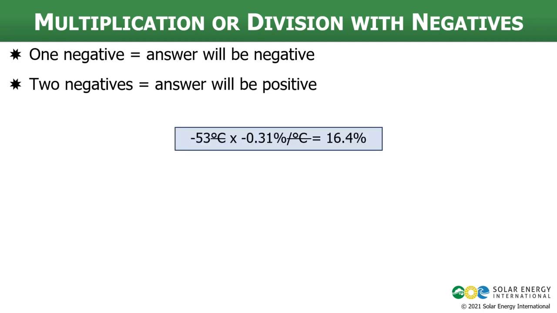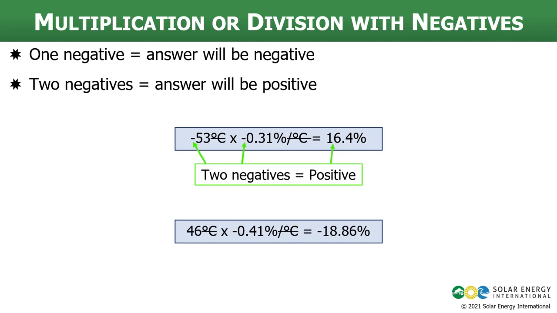Here's an example. In this case, we have negative 53 degrees Celsius times negative 0.31% per degree C. So those two negatives together cancel each other out. We're going to get a positive 16.4%. And we'll see this more as we do our voltage calculations for the actual voltage of a module under different temperature conditions. In this case, we're under cold temperature, so we're going to see a 16.4% increase in our voltage for that module.